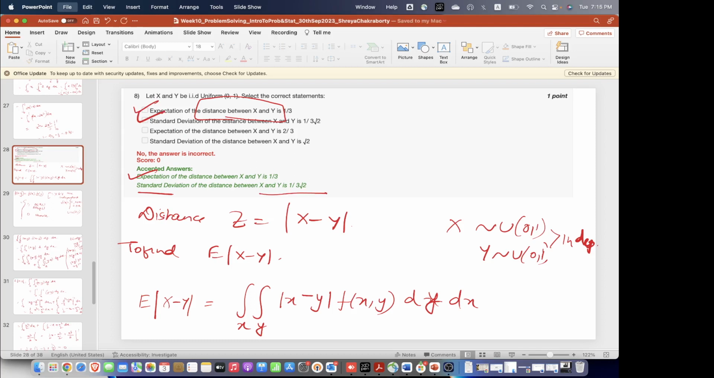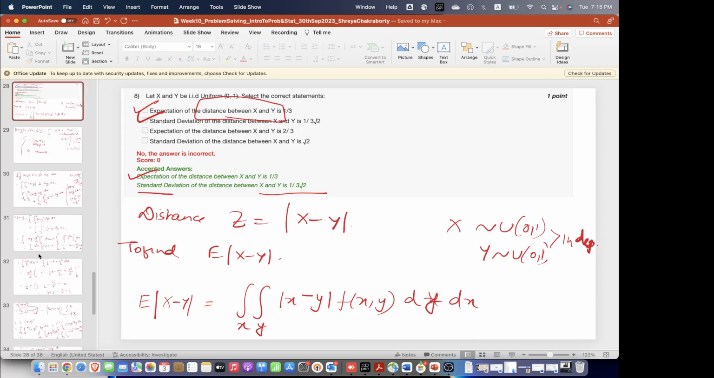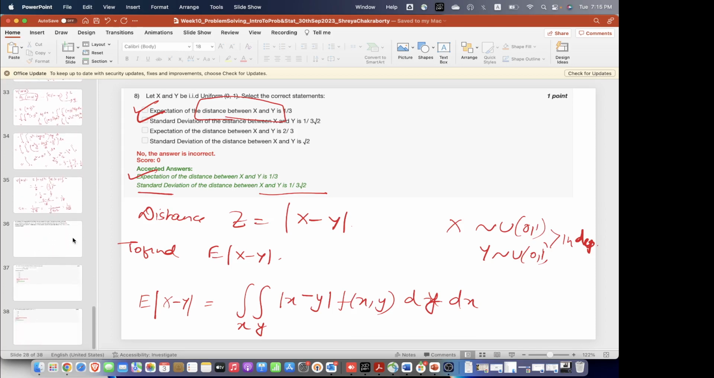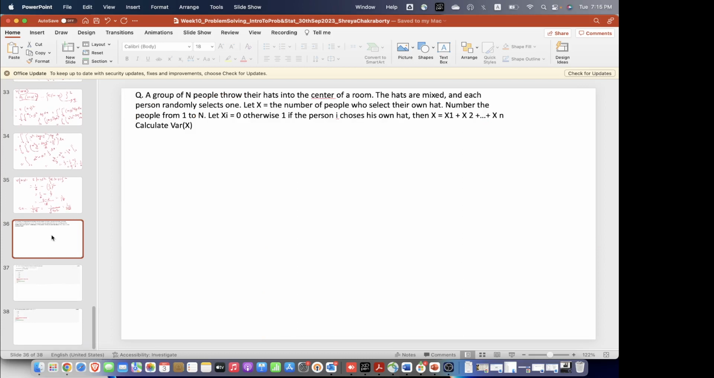Alright, I hope this is clear. All we need to do is make sure we put the correct ranges. As long as we put the correct ranges, we will be able to solve these problems seamlessly. Moving on to the next one.